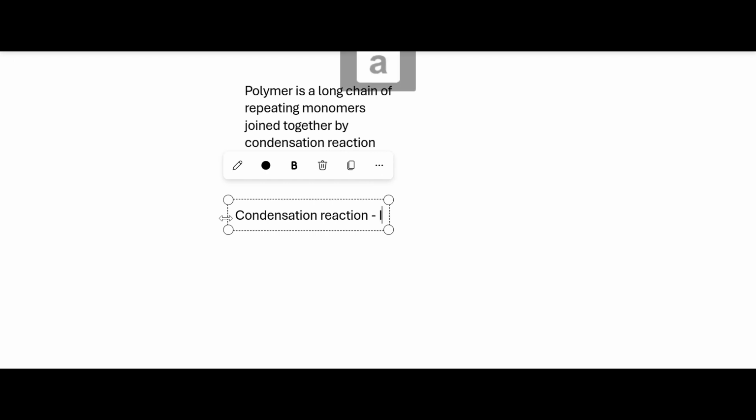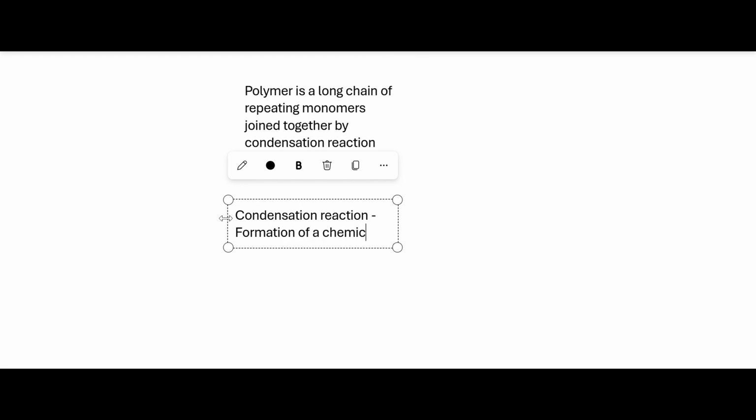Now, hydrolysis reaction, on the other hand, wait, actually, I need to write the condensation reaction definition. Condensation reaction is, what is it again? The formation of a chemical bond between monomers with the release of a water molecule.